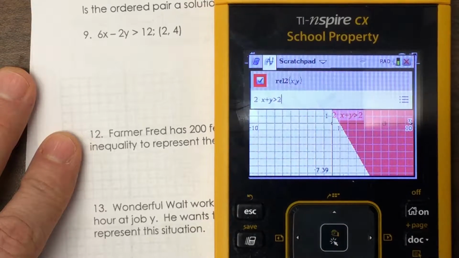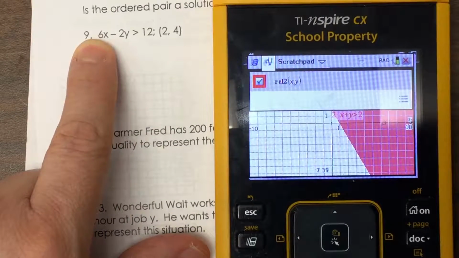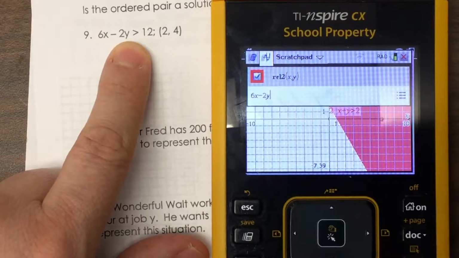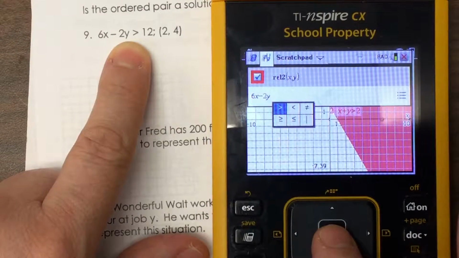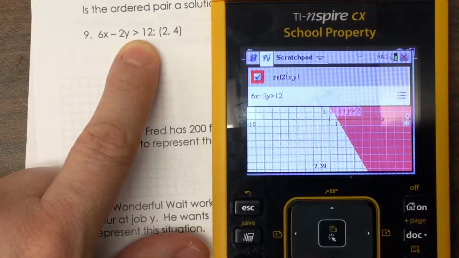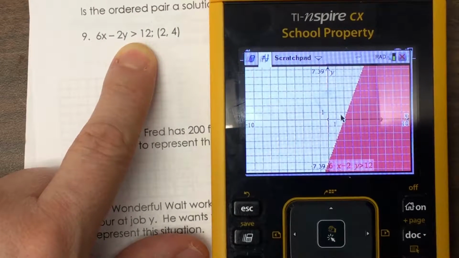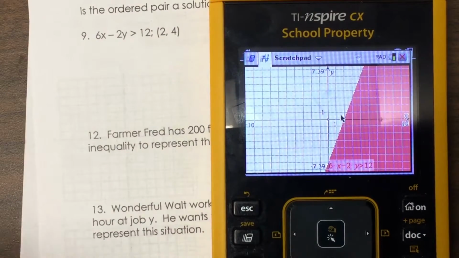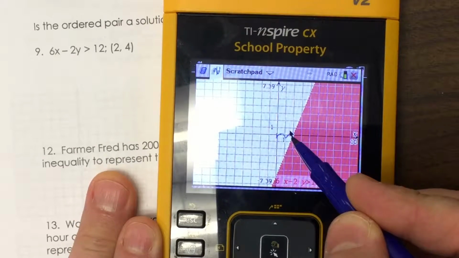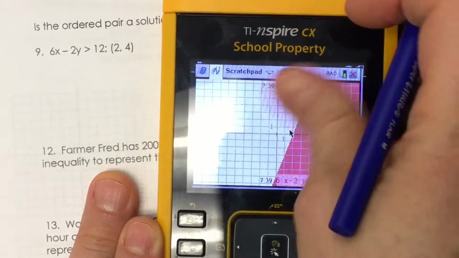Now I'll double click on the other one, delete everything out, but I won't push enter this time. I'm going to type in my new one, 6x minus 2y, greater than, so I'll control equal, find my greater than symbol, 12. It changed it to this one, so that's my new one. Okay, is 2, 4 in that shaded area? 2 to the right, and 4 up. 1, 2, 3, 4. It is not in the shaded area, so that would be no.